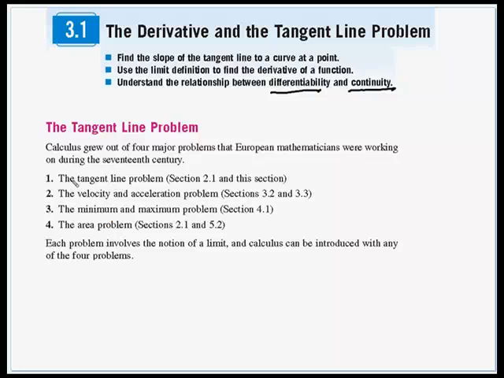And the other real biggie. I think calculus really came out of two questions. One is the tangent line problem. The other is the area problem. We talked a little bit about that in 2.1 when we introduced the tangent line problem, and then we dive into that in Chapter 5. That's sort of the second half of calculus. But each of these types of problems involves this idea of a limit that we just covered in Chapter 2. And calculus can be introduced with any of these four problems. We're going to start with good old number 1, the tangent line problem.